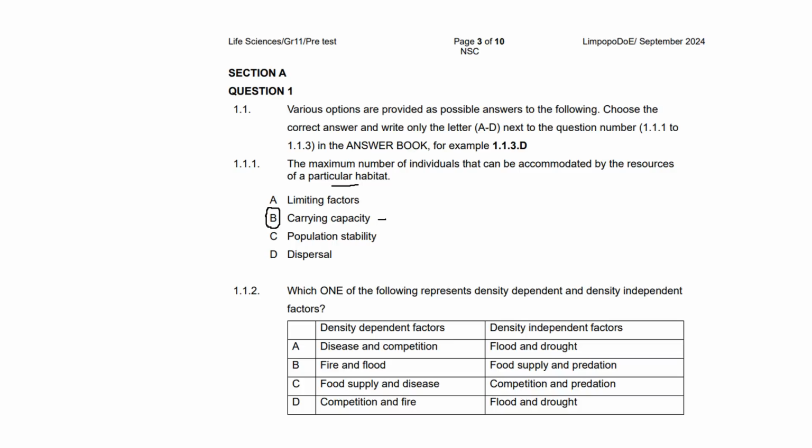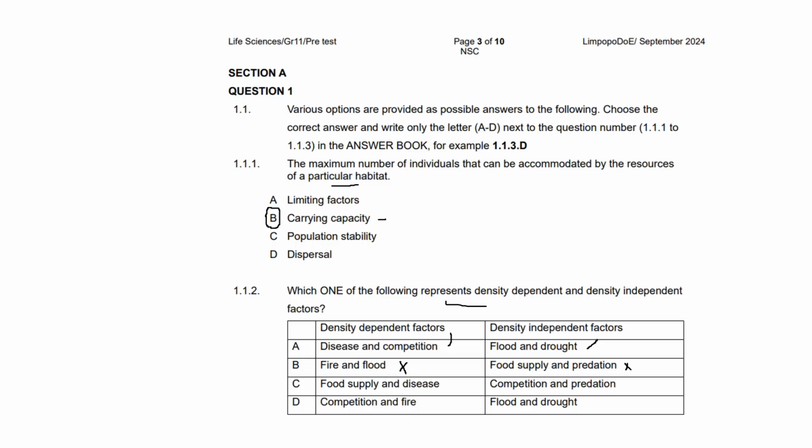1.1.2, which one of the following represents density dependent and density independent factors? Here the aim was for us to know what is density dependent and what is density independent. We know that disease and competition are dependent factors. Flood and drought are independent. Fire and flood are both independent, so they can't be under dependent. This one is dependent, but they're putting it under independent, meaning it will be out.